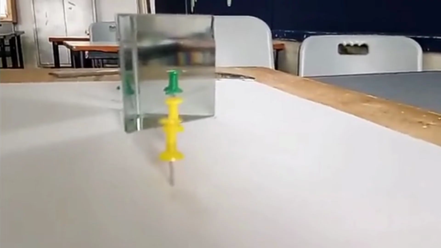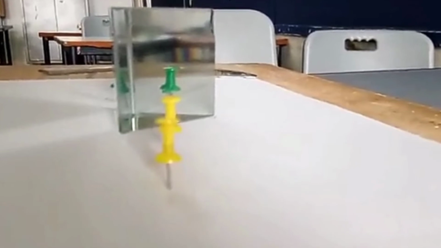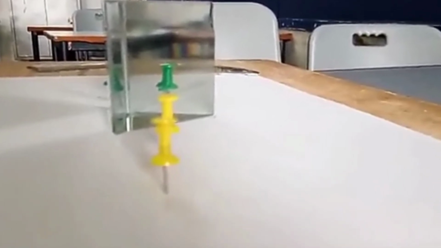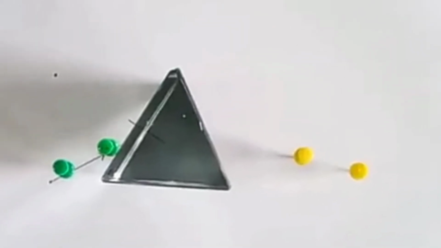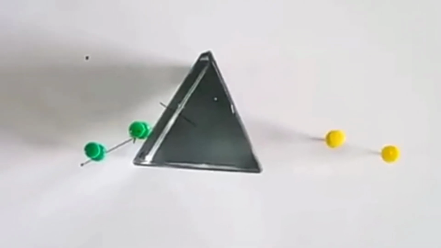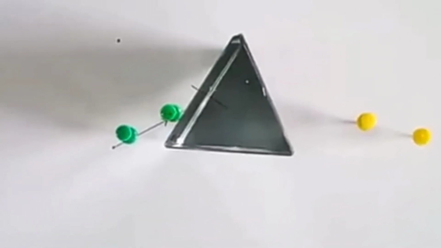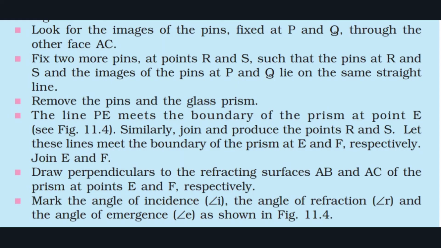Then it should clearly look like a straight line. So that's why the green pins on the AB side and the yellow pins on the AC side should look like a straight line. That's why they lie on the same straight line. Do you understand? So in the prism, the refracting light through the two faces is in a straight line. On the other side we have to observe clearly that it should be a straight line.